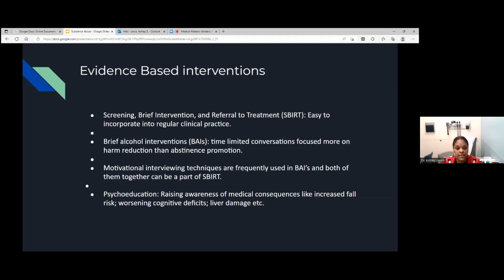So for psychoeducation, you want to raise awareness of medical consequences like increased fall risk, worsening of cognitive deficits, or liver damage.